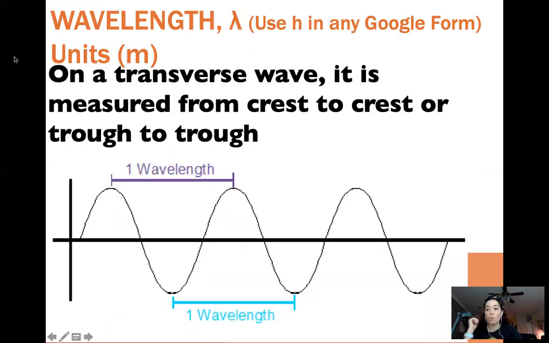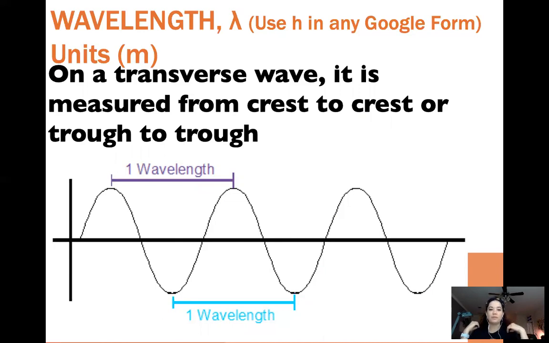All right, let's talk about wavelength. So wavelength, we use what's called lambda. It's that funny looking H thing that is right up there. When you are typing this into a Google form, I know it's difficult to find those Greek letters. Just use H and I will know you are talking about wavelength. That's fine. We measure wavelength in meters, all right?